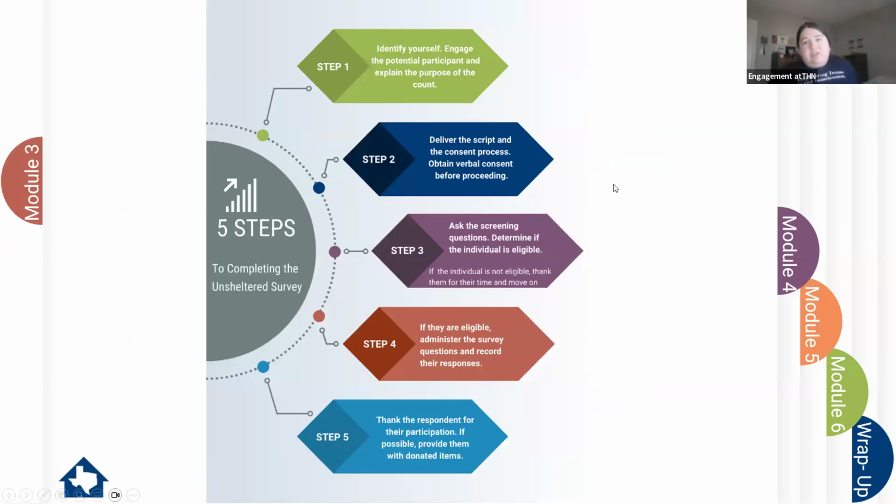Alrighty. So these are just the 5 steps to completing the unsheltered survey. Just make sure to start by identifying yourself, stating the purpose of the count, and remember to obtain consent to the survey. Once you've gotten verbal consent to proceed, you can begin to ask those screening questions to determine if that individual is eligible. If they're not eligible, we can always thank them for their time and move on. But if they are eligible, let's administer the survey questions, record their responses, and lastly, ensure that you thank the respondent for their participation, and if possible, provide them with donated items, care packages, or information pamphlets and resources.